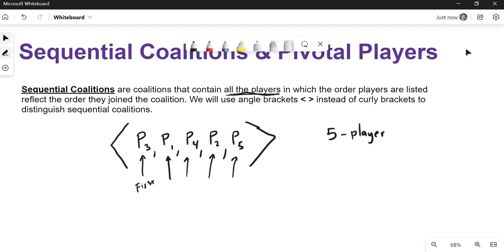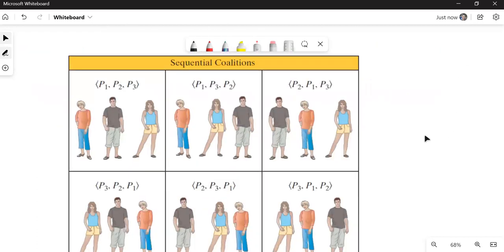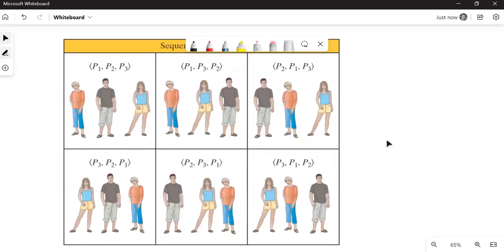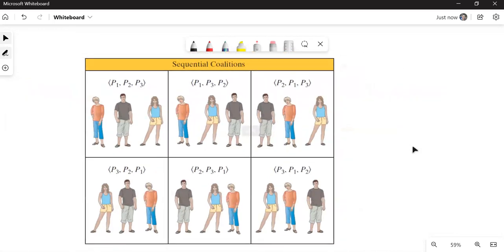Okay, so where are we going with this? Well, first thing to notice is there's lots of ways to order this. This is a little diagram showing you what would happen if you had a 3-player weighted voting system. There's actually all these different possible orderings. Notice in the first diagram at the top left, you would have player 1 first, and then player 2, and then player 3. That's the first ordering.